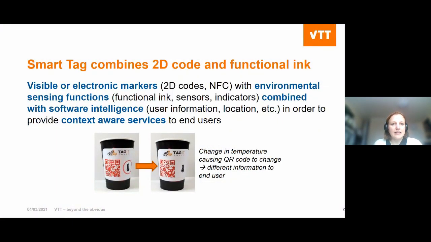Smart tags are visual elements that combine information carriers such as 2D barcodes and NFC tags with environmental sensing capabilities. This enables the information scanned from the tags to change dynamically depending on surrounding conditions. Additionally, if software intelligence is combined into this, such as GPS location or user profile data, context-aware services can be developed.